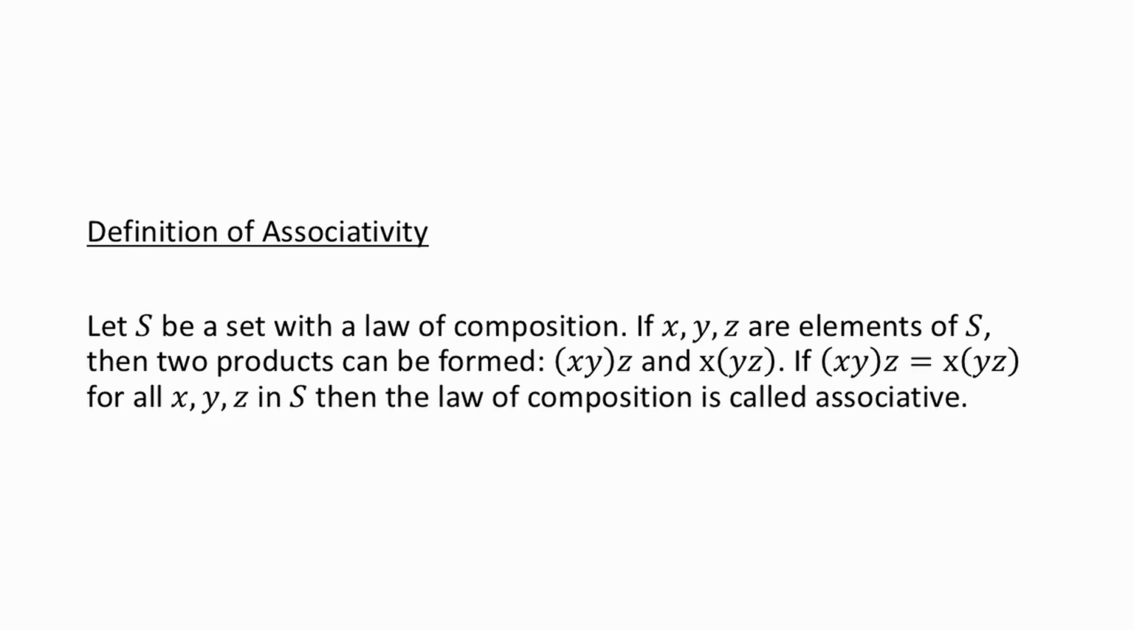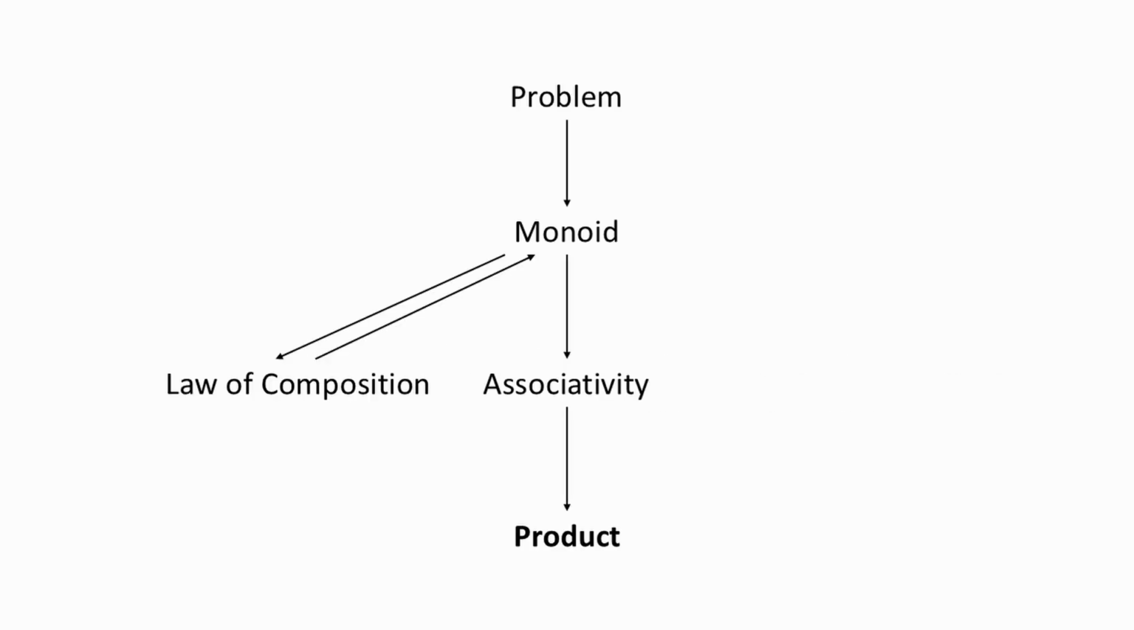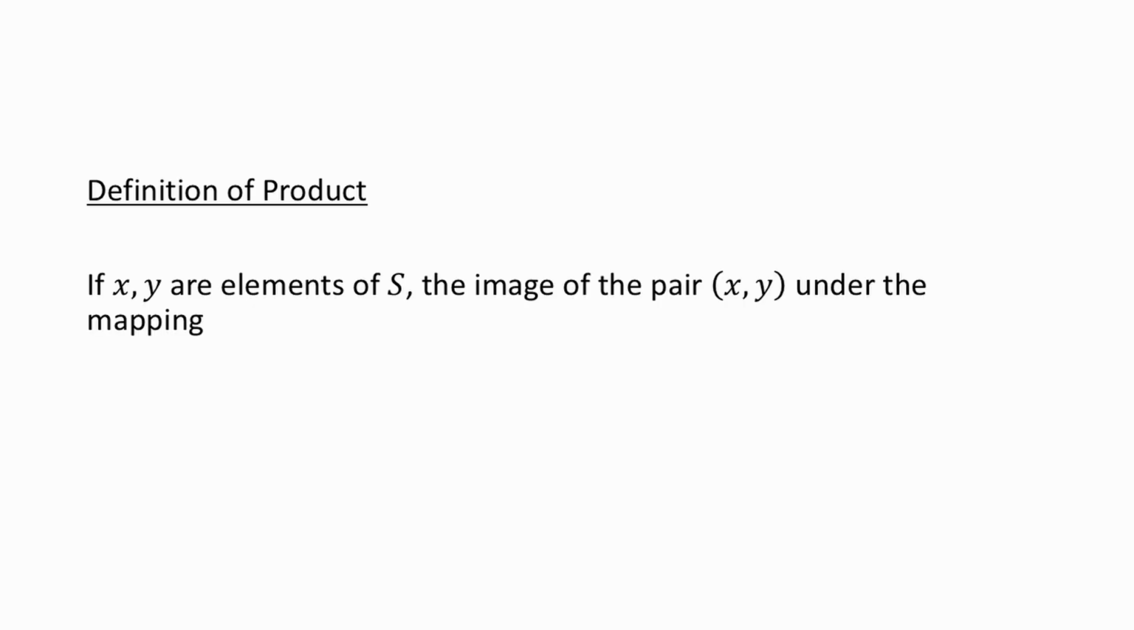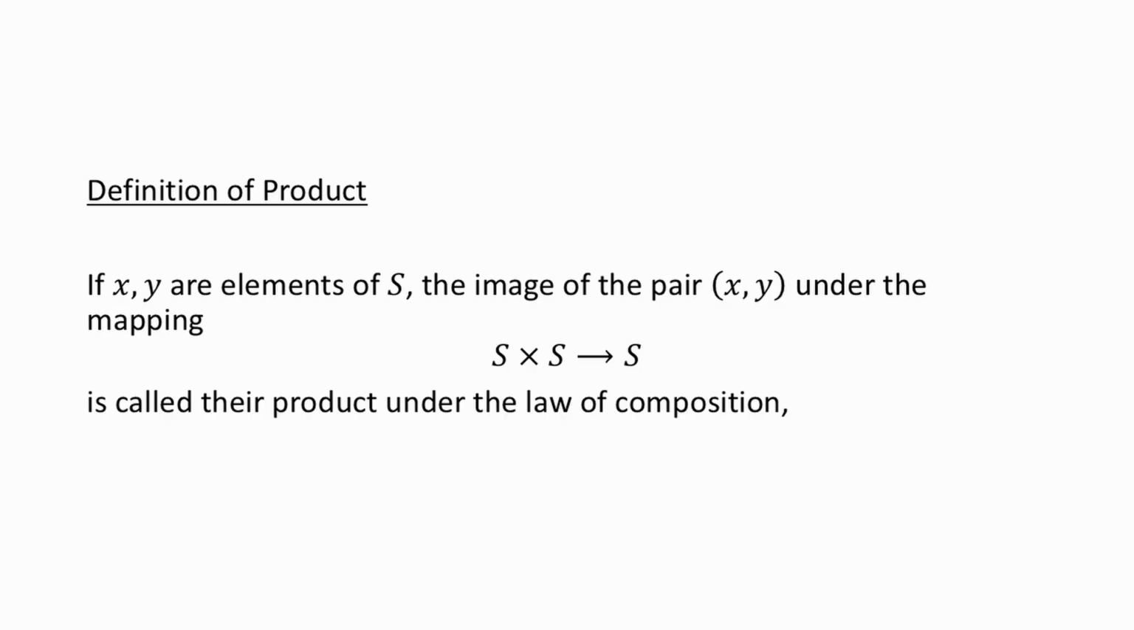You might think this definition of associativity is clear enough, but just in case I bring some extra unnecessary assumptions about the term product into this whole argument, I would like to go one layer down to also clearly define what is a product. Definition of product. If X and Y are elements of S, the image of the pair XY under the mapping S Cartesian product S to S itself is called their product under the law of composition and will be denoted by XY.